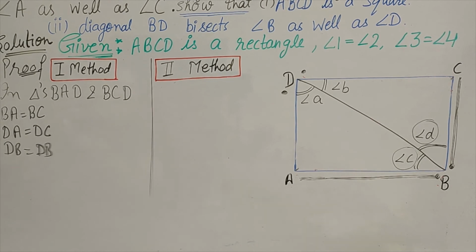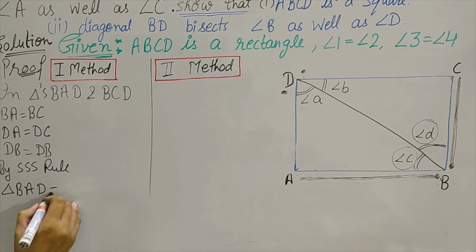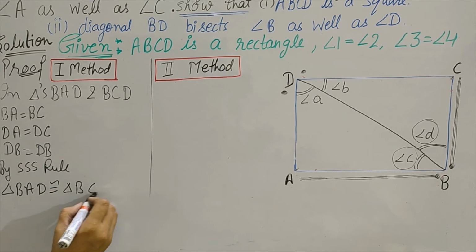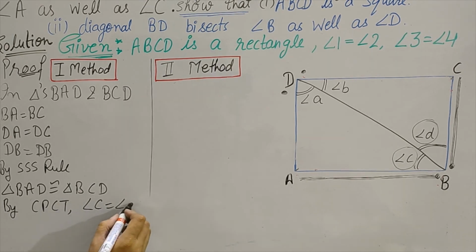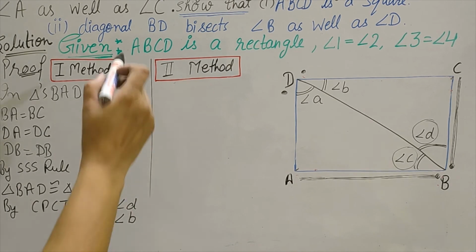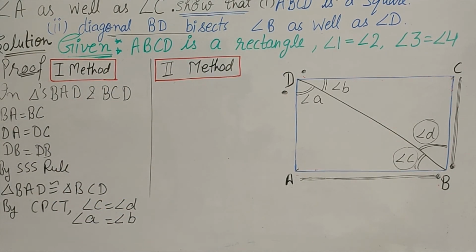So by this SSS rule, triangles become congruent. Triangle BAD is congruent to triangle BCD. Now simply by CPCT we can conclude that angle C is equal to angle D, angle A is equal to angle B, and always remember, answer in the same language in which the question is asked. Diagonal BD bisects angle B as well as angle D. So you have to write the same answers, same proof. Hence, BD bisects angle B as well as angle D.